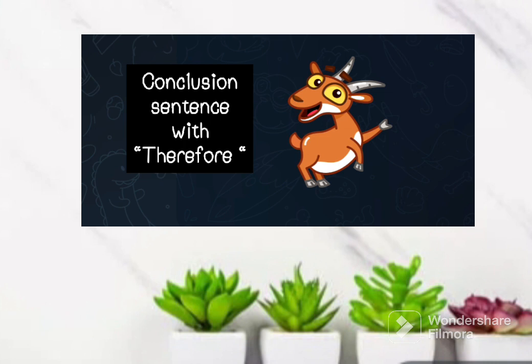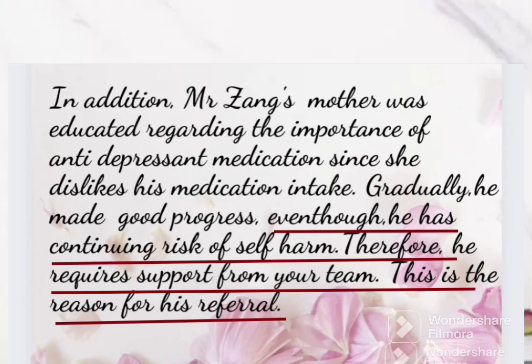The next one, I am telling you regarding the usage of therefore. Therefore also we have to keep in mind. It is used for active management. Here you can write, gradually he made good progress even though he has a continuing risk of self-harm. Self-harm is persisting. Still the patient has some problem with self-harm. Maybe there is a chance of self-harm again. Therefore he requires support from your team. This is the reason for his referral. Okay, so therefore also we are using for negative impact. There is a problem that exists. Active management is needed.